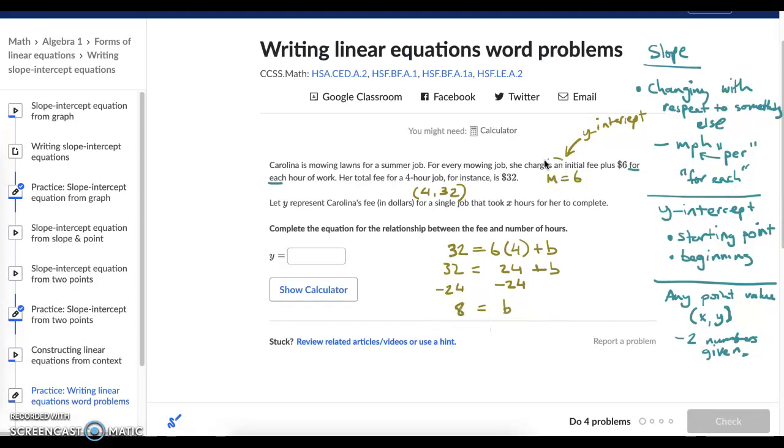So with those two pieces of information, m equals 6 and b equals 8, we can write our equation, and our equation becomes y equals 6x plus 8. So she charges $8 to start with and $6 per hour after that.